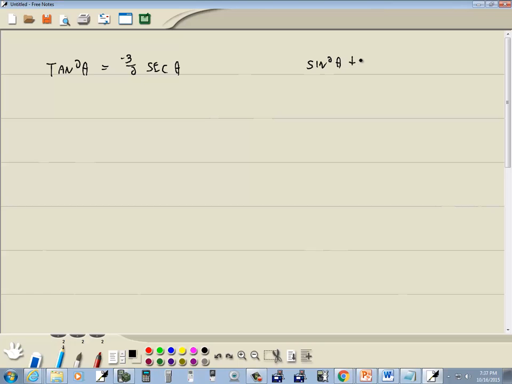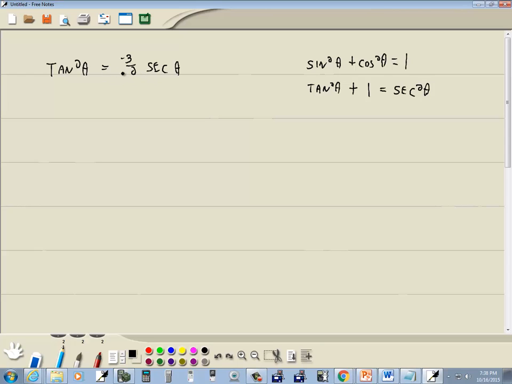Remember, we have sine squared plus cosine squared is equal to 1. If I go through and divide everything by cosine squared, sine squared divided by cosine squared is tangent squared. Cosine squared divided by cosine squared is 1. And 1 divided by cosine squared is equal to secant squared.